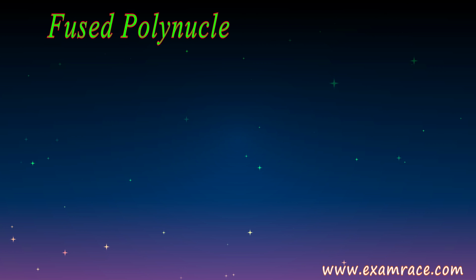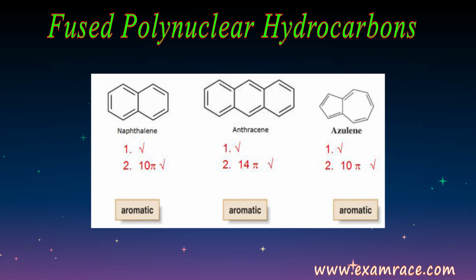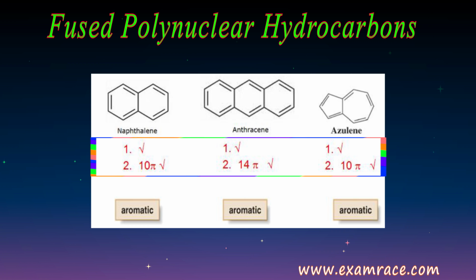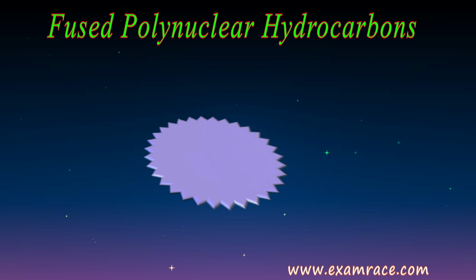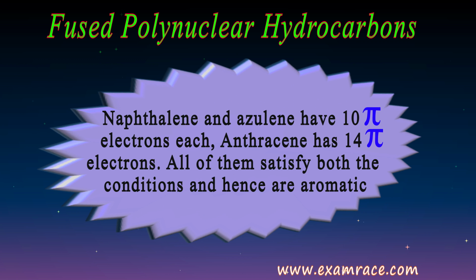Now let's see the aromaticity of fused polynuclear hydrocarbons. Here we have naphthalene, anthracene, and azulene. If we see the first condition for all three compounds, it is fulfilled, and in the second condition, naphthalene and azulene have 10 pi electrons, which fulfills the 4n plus 2 pi rule, and anthracene has 14 pi electrons. It is also fulfilling the 4n plus 2 pi rule. So all three compounds are aromatic.